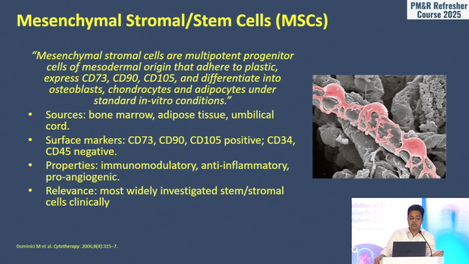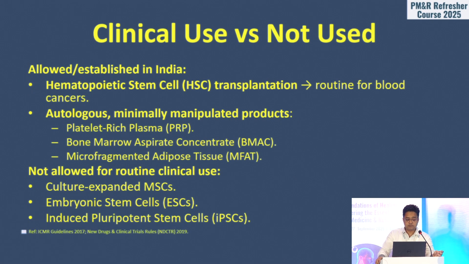Mesenchymal stem cells are multipotent progenitor cells of mesodermal origin that adhere to plastic, express CD73, CD90, CD105, and differentiate into osteoblasts, chondrocytes, and adipocytes under standard in vitro conditions. Sources: bone marrow, adipose tissue, umbilical cord. Properties: immunomodulatory, anti-inflammatory, and pro-angiogenic. They are the most widely investigated stem cells for clinical use.